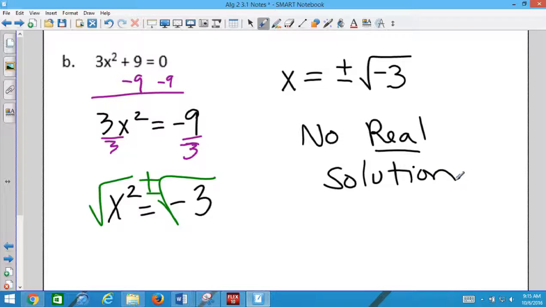There's no real solution. How would that look on a graph? How can we have no real solution on a graph? What are the solutions? The x-intercepts. So how could we have no real x-intercepts on the graph?